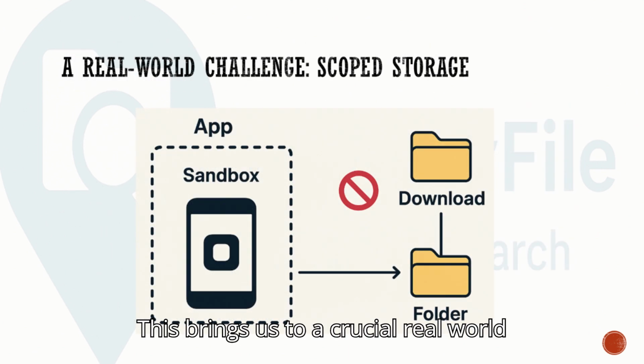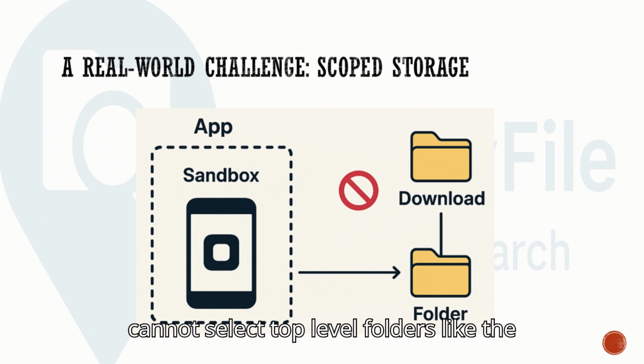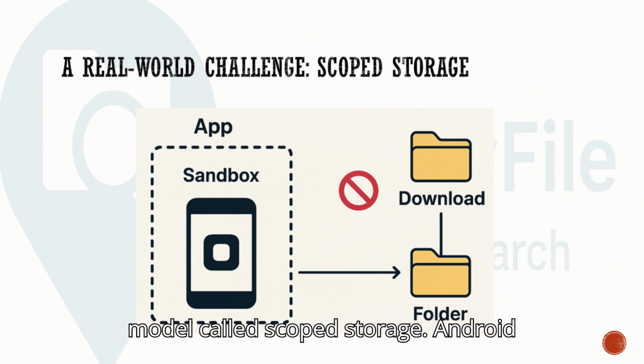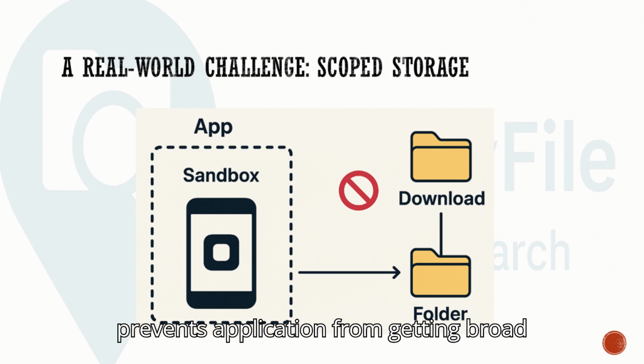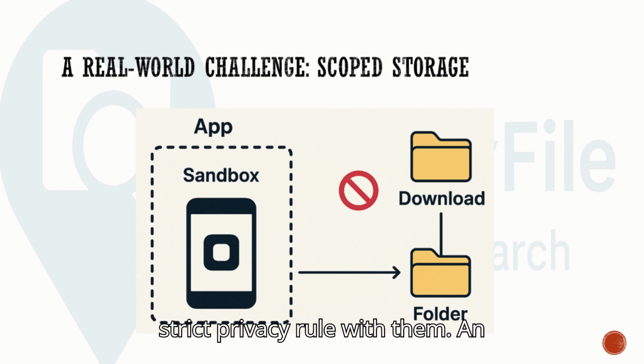This brings us to a crucial real-world challenge. You'll notice that users cannot select top-level folders like the main Download directory. This is intentional. It is part of a security model called scoped storage. Android prevents applications from getting broad access to any shared storage. This is a strict privacy rule.